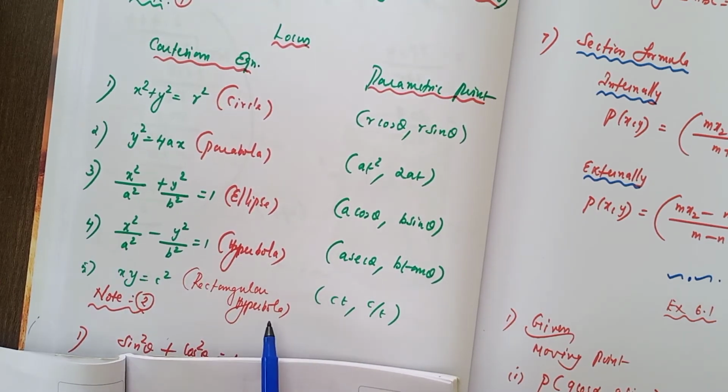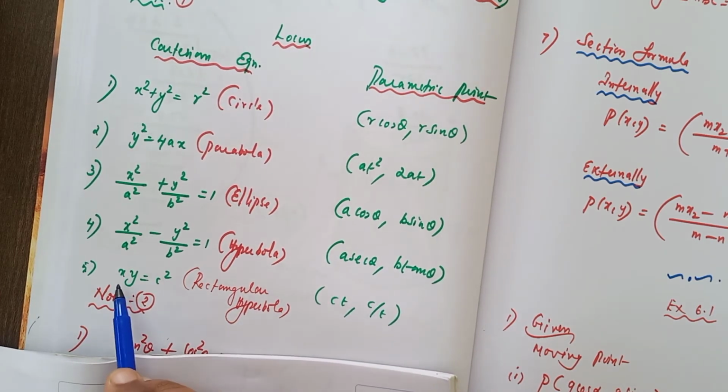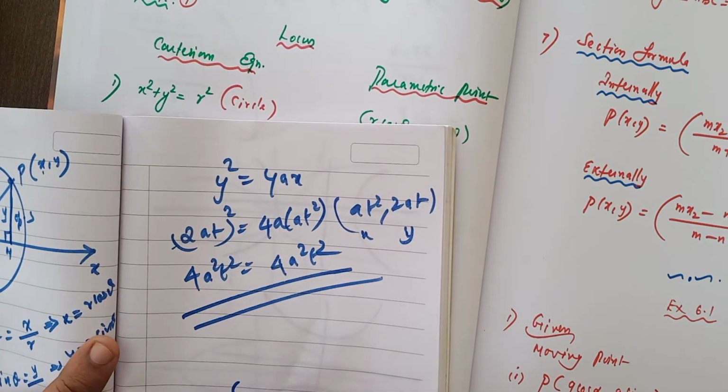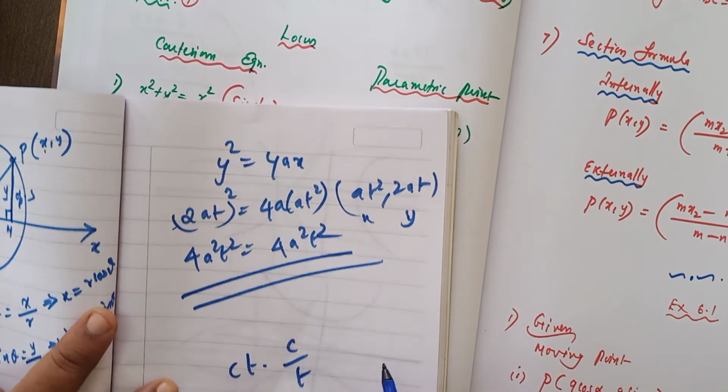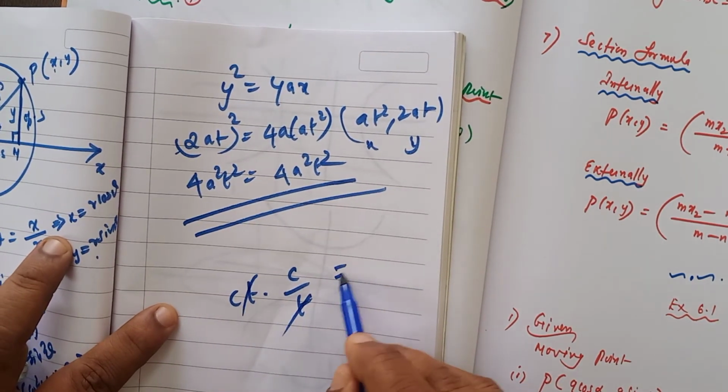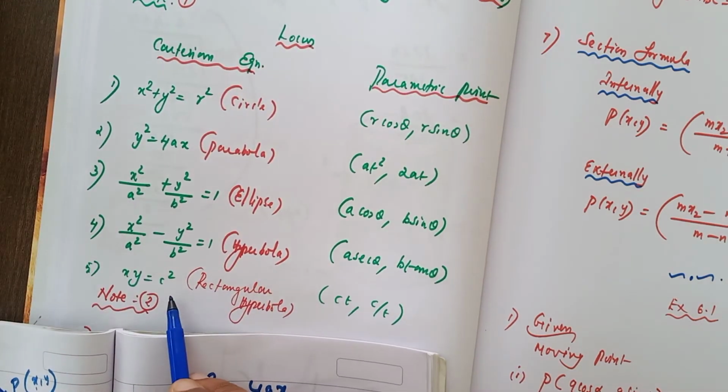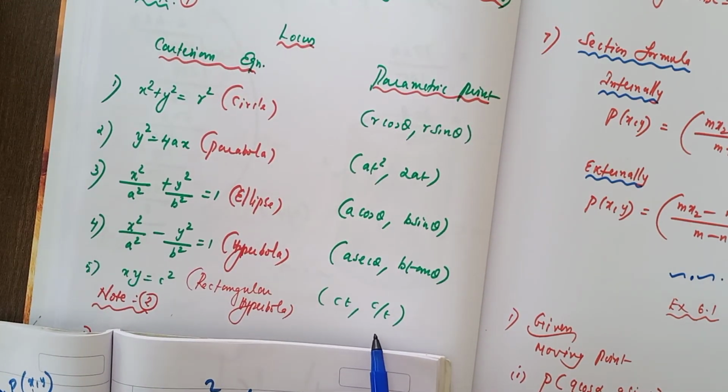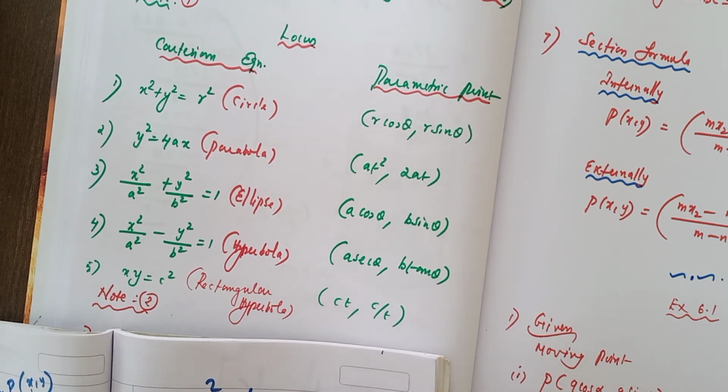Like that, for rectangular hyperbola, ct comma c by t, if we replace x by ct and y by c by t, x into y is ct into c by t, t and t get cancelled, we are getting c squared. Look at the RHS, c squared. So that is a parametric point of a rectangular hyperbola. Okay.